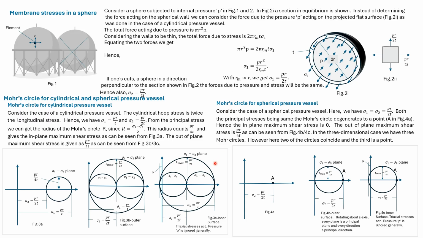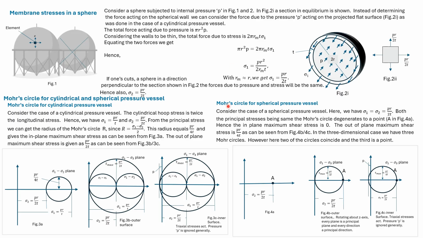Now the inner surface is subjected to triaxial stress. There's a pressure P acting on the inner surface. The pressure P is compressive and therefore shown here on the negative scale. The magnitude of pressure P will be small compared to the other principal stresses acting. Hence, this pressure P is normally neglected, and we deal with this set of Mohr's circles both for the inner and the outer surface.